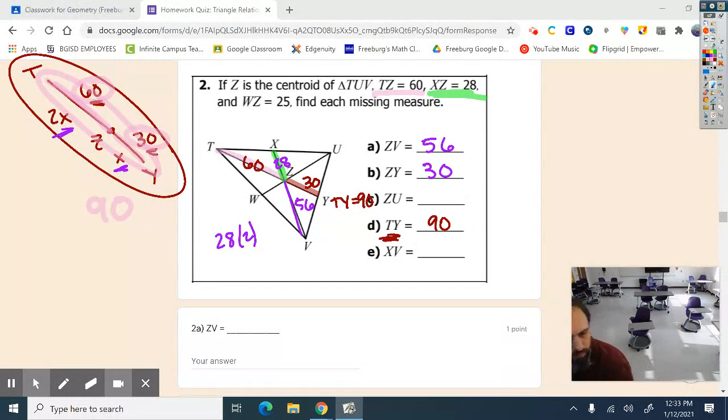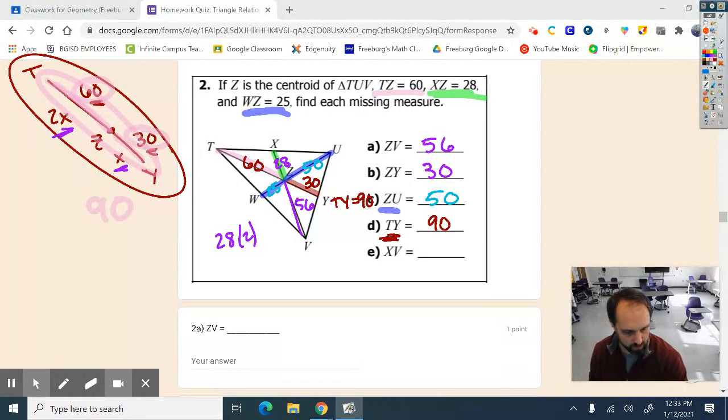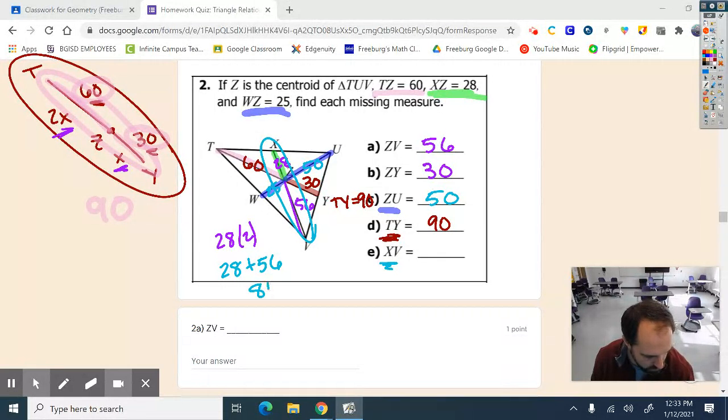I'm sure this will be built off of this. I need z to u. We're given w to z. So if that part here is 25, this part here must be 50. And then similar, what is x to z, x to v? So this full distance here is going to be that 28 plus the 56. So we get the full distance, which is 84.